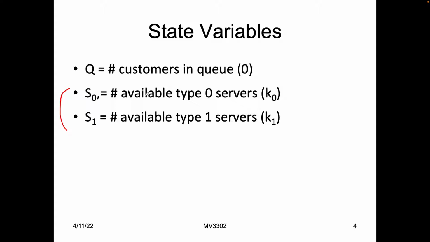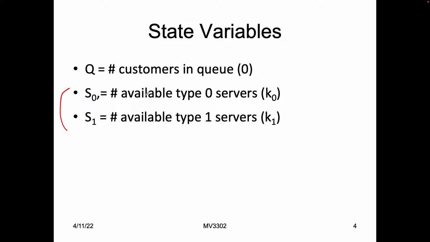Now, this is not the same as the event priorities we were talking about the other day. This says that when an arrival event occurs, the server of type 0 is preferred, but they will start service on a type 1 if it's available. So if a server of type 0 is not available.